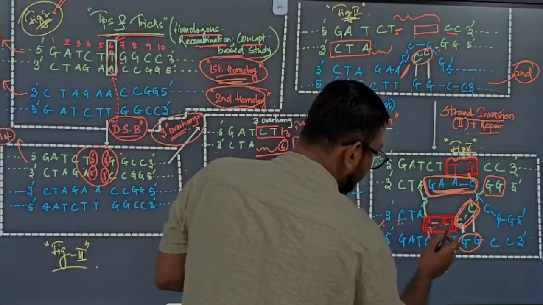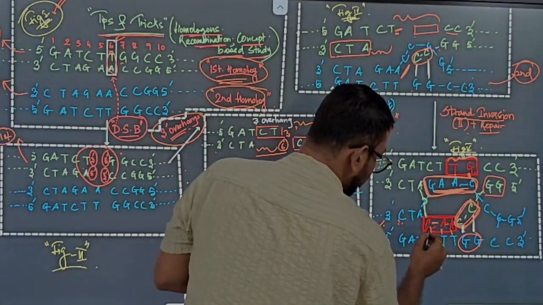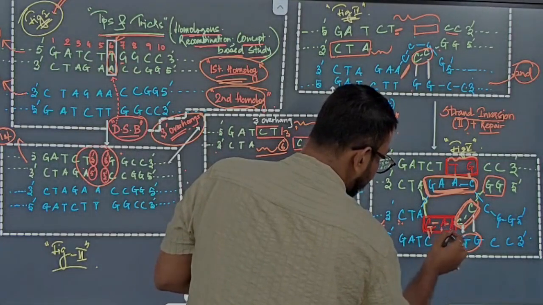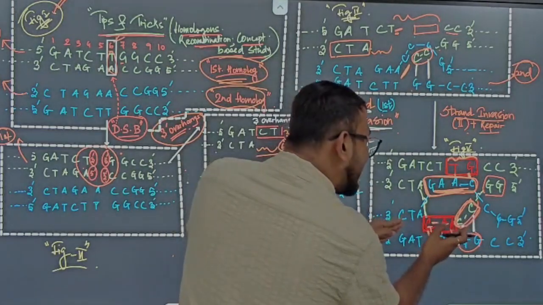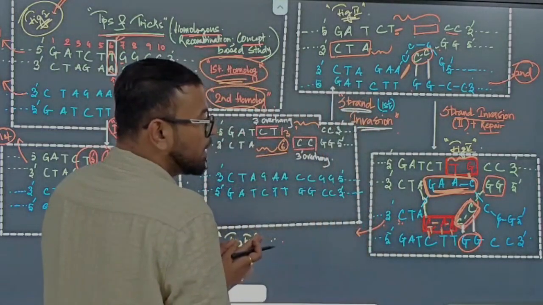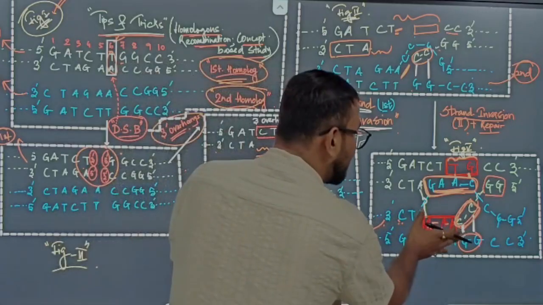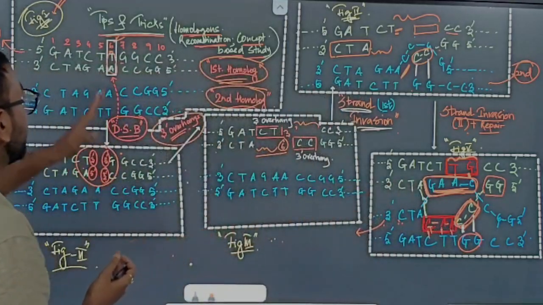Where G is there, A is there, T is there. So this is how the repair process has taken place. So I am repeating myself.